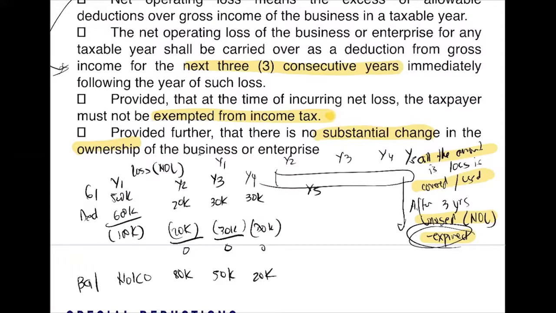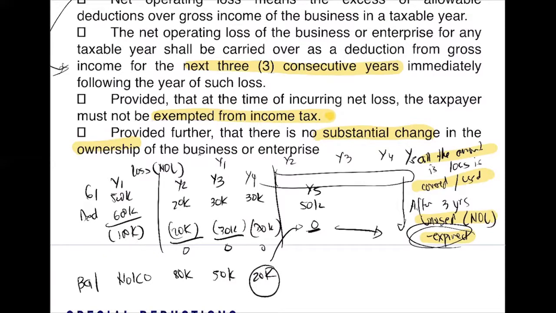20,000. Year 5, assuming meron tayong income na 50,000, yung 20,000 ba pwede pa sa year 5? Not anymore. Why? Because it is already expired. You can only carry it over for the next 3 years. So ingat kayo dito sa 3 consecutive years. If ever it is all covered, it's okay. If it's not covered after 3 years or there is still unused, it is already considered expired.